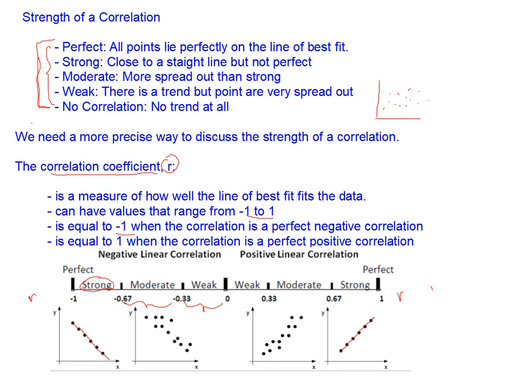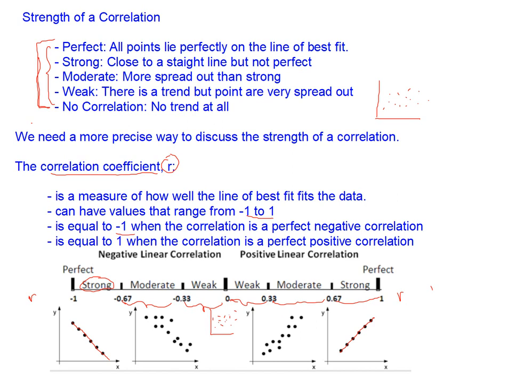Correlation is weak between 0 and 0.33, moderate between 0.33 and 0.67, and strong in this interval here. And you can see the kind of corresponding pictures that would go with that. I should mention that if the correlation coefficient is 0, that indicates that there is absolutely no correlation whatsoever. No matter how hard you try, you can't find a line of best fit. So those are examples of correlation coefficient in use.